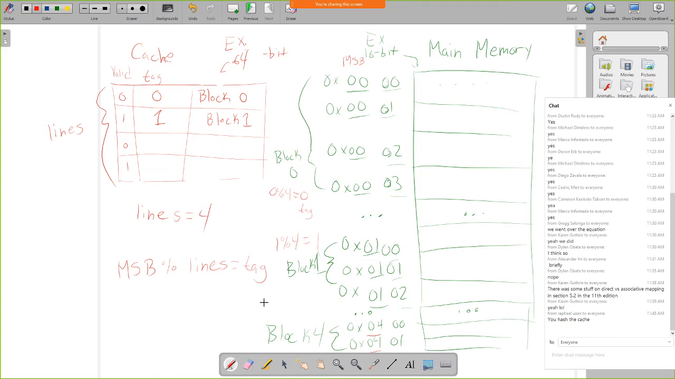We get to block 4, and then 4 modulus 4 is equal to 0. So if I was to try to load variables from block 0 or load variables from block 4, they're both going to take the same space because they have the same tag. So let's just say there's a variable x that's in block 0 and a variable y that's in block 4.